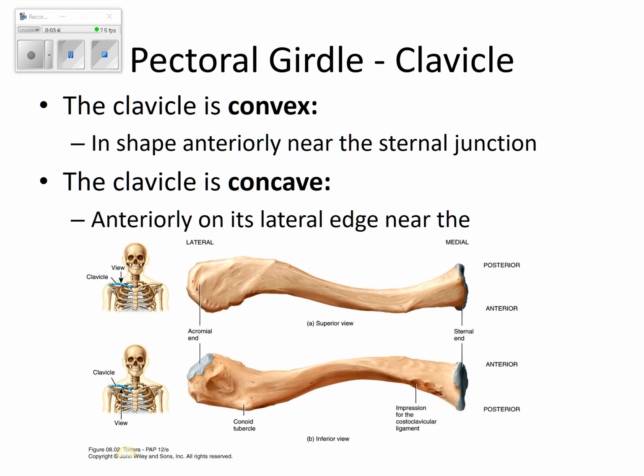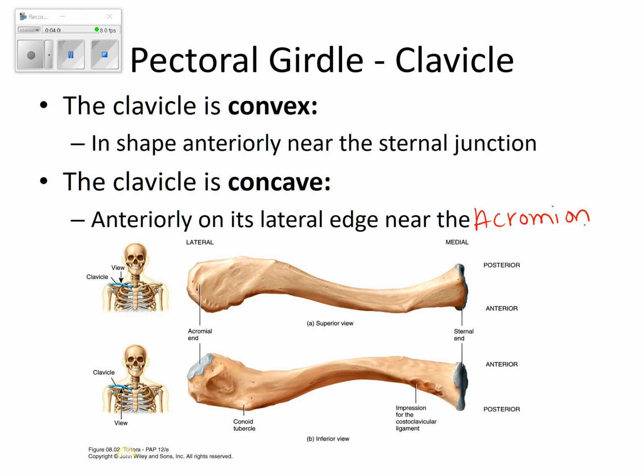So the clavicle is going to be convex and concave. When it's convex, that's referring to the shape it has anteriorly near the sternal junction. The clavicle is going to be concave anteriorly on its lateral edge, of course, near the acromion. And for some reason that word did not get on there, so I'll write that on there for you.